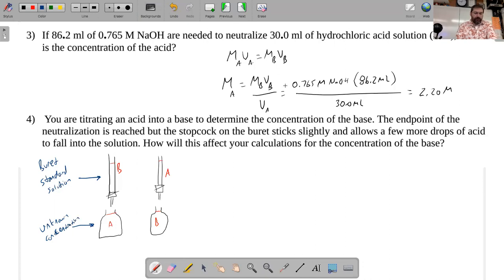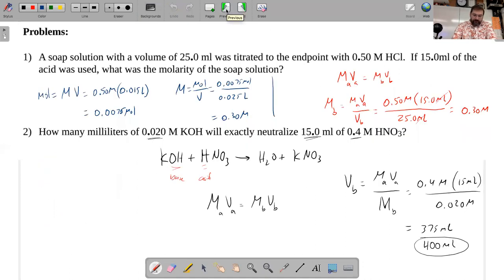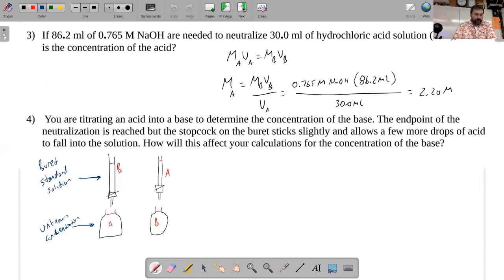So in some of these problems, we were calculating the molarity of the acid. In number 2, it was a volume of a base, and number 1 was a molarity of a base. The unknown is always the thing that's down in the beaker that you're titrating into, and the burette contains the standard solution. By standard solution, I mean the solution where you know the molarity and the volume, because you make a standard solution with a known molarity, and then you measure the volume as the difference in volume here.